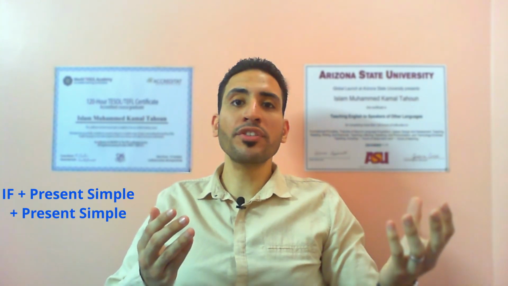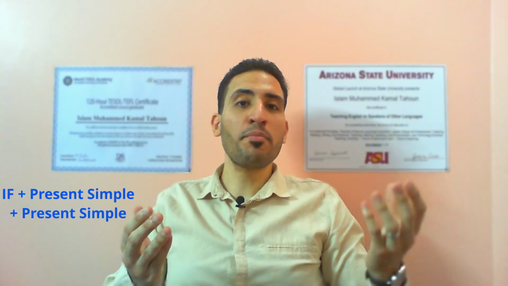First things first, each conditional has an if clause and a main clause. Let's start with the 0 conditional. We use the 0 conditional to say if something happens, the other thing happens as well. And we use it with scientific facts. For example, if we put water in the fridge, it freezes. If we heat water, it evaporates. So when we get to use the 0 conditional, we use if plus present simple plus present simple.